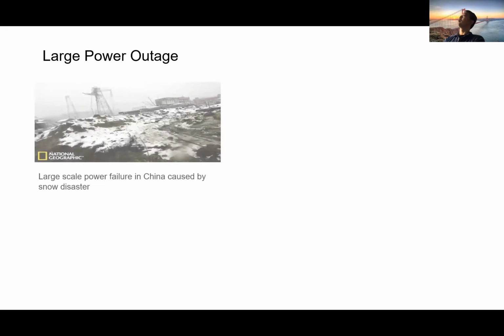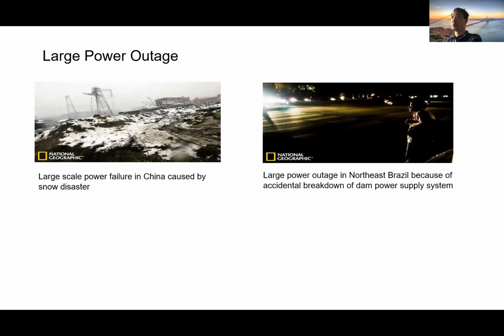Here is a question. Why do we need emergency energy? Because there are lots of unexpected accidents causing the paralysis of the urban power grid. For example, this is a large scale power failure in China caused by snow disaster. And in this picture, there is a large power outage in northeast Brazil because of the accidental breakdown of dam power supply system.